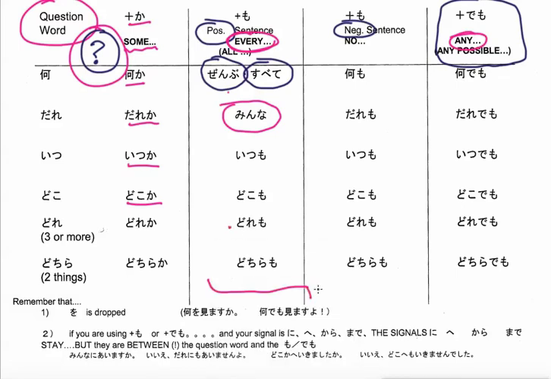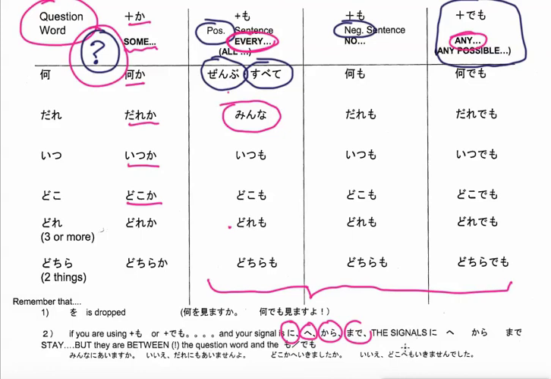This group of words when we're looking at using the signals ni, e, kara, and made. And when we're using the mo or demo words, and the signal is either ni, e, kara, or made, then what it does is it splits it. So you can see, minna ni aimasu ka? Are we meeting everyone? Ie, dare ni mo aimasen. We're not meeting anyone. Doko e ikimashita ka? Doko e mo ikimasen desu. I did not go anywhere. Or I went nowhere. Sorry, I went nowhere.